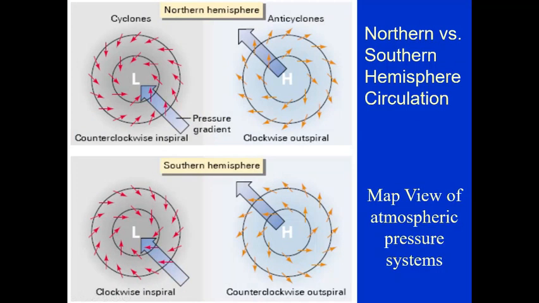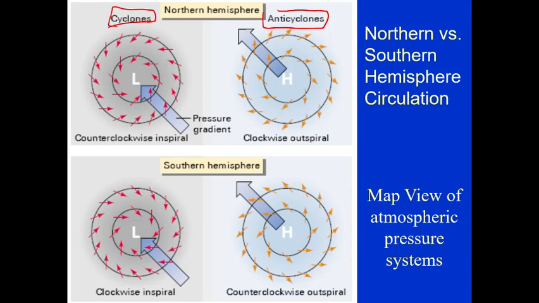This is just a good slide, again, summarizing some of the things here. Oh, by the way, I didn't introduce this name yet. Another term we use for low pressure systems is cyclones. Another term we use for high pressure systems is anticyclones. Just FYI.